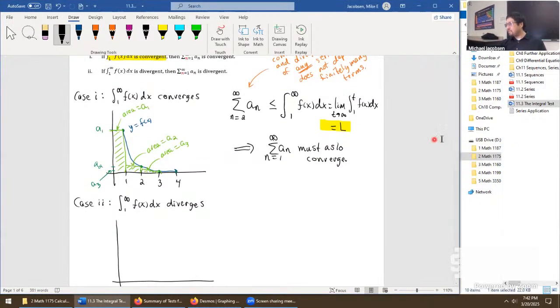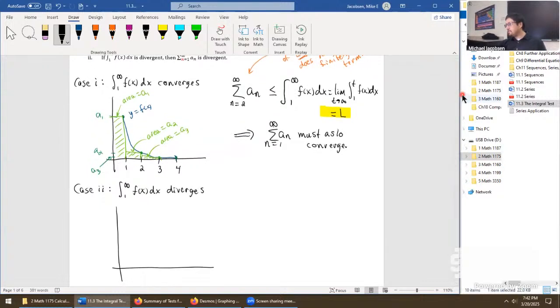Okay, so let's start at 1, 2, 3, and 4 like before. I'll let the curve start here. And remember, it has to be a positive function as one condition. It has to be continuous, and it has to decrease as well.